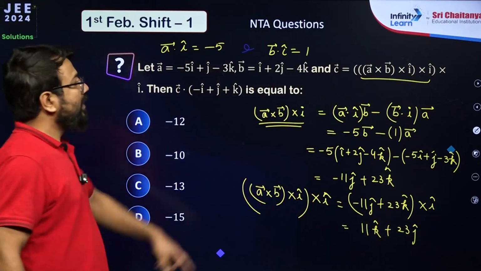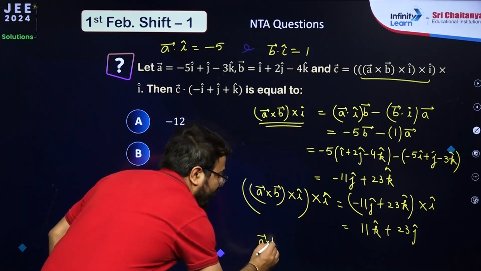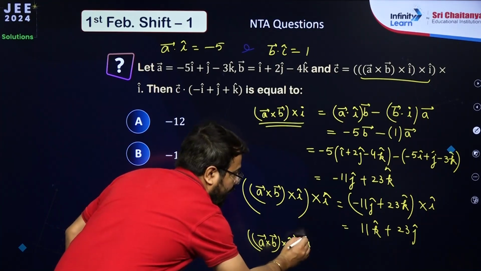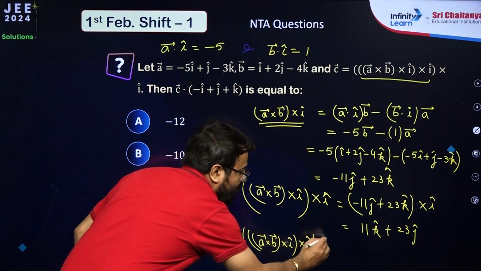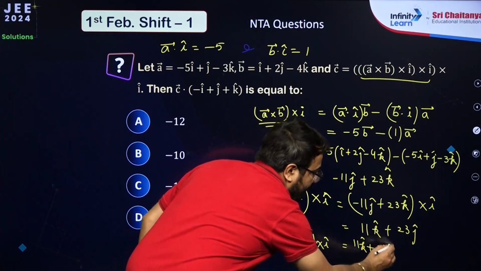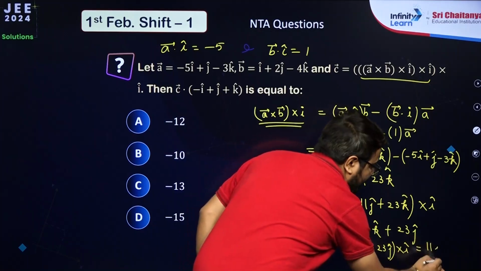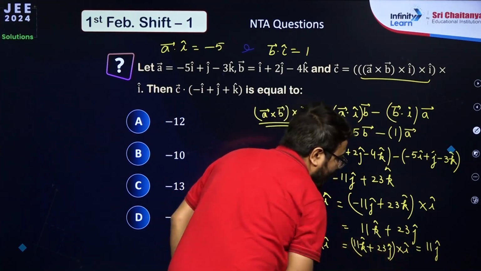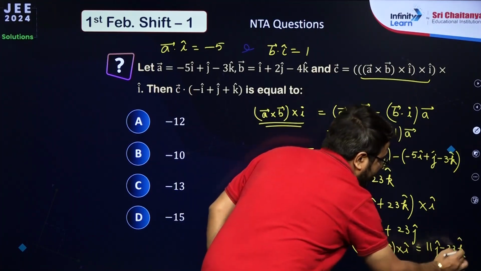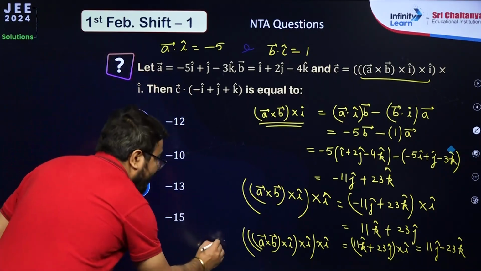Now, my dear students, one more cross I needs to be done here, okay? So, here we already have A cross B, then it is cross I, then it is cross I. One more cross I needs to be done. So, 11K plus 23J cross I: K cross I will be 11J cap, and then 23J cross I will be negative 23K cap. So 11J cap minus 23K cap is the value for C vector.